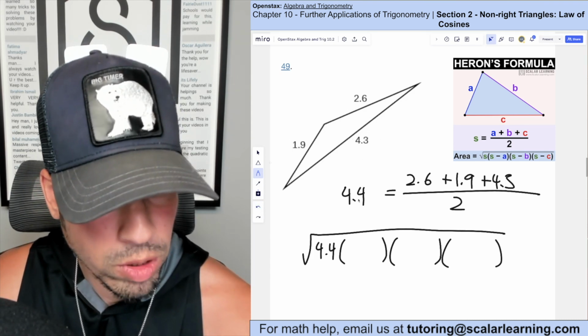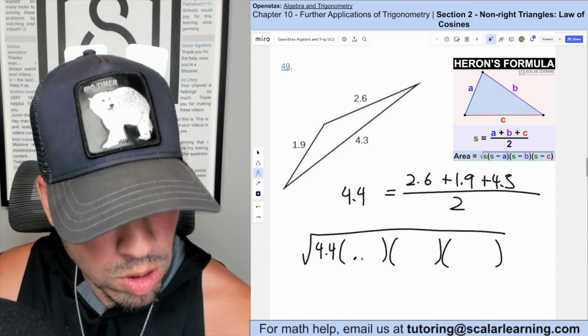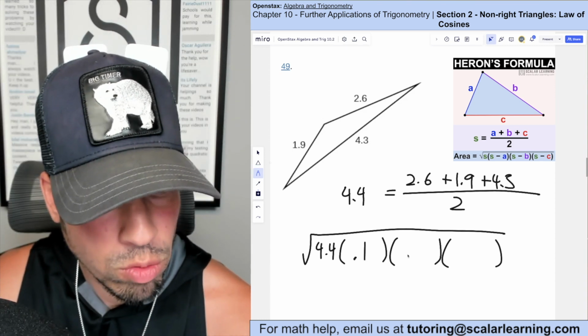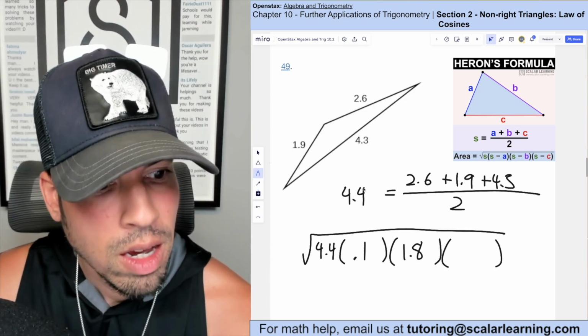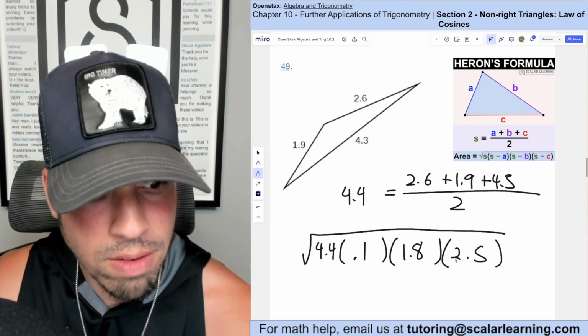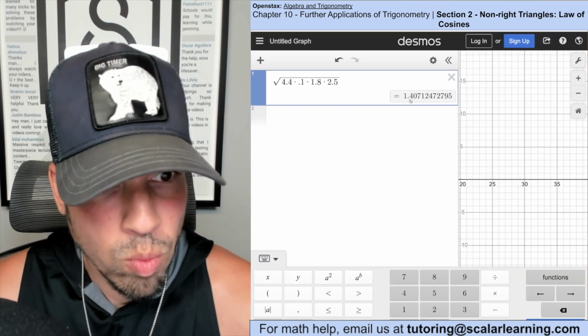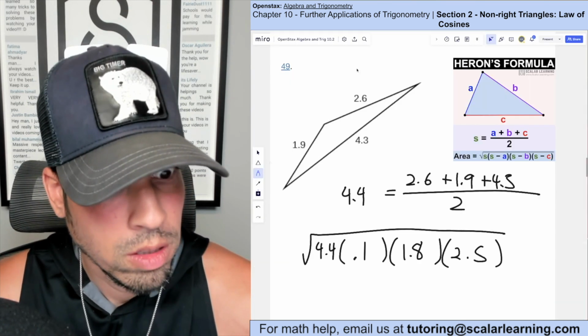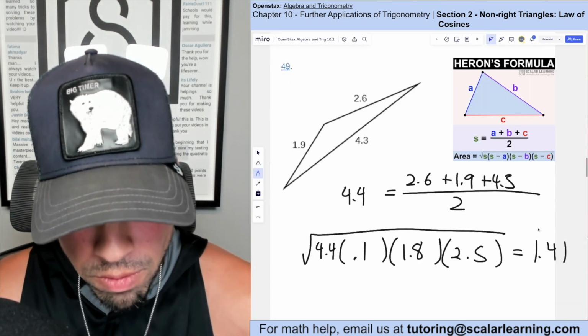Let's start with 4.3. So 4.4 minus 4.3 is 0.1. 4.4 minus 2.6 is 1.8. And 4.4 minus 1.9 is 2.5. All right, let's plug it into Desmos. And we get 1.41 to the nearest hundredth. So the answer is 1.41.